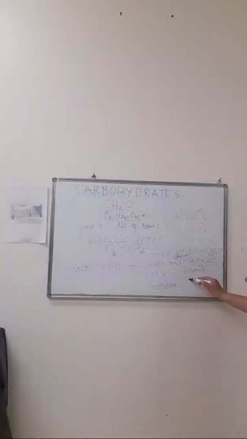Now in the triple bond, C2H4 minus 2, then C2H2. So C2H2 is the chemical formula of acetylene. So guys, in organic chemistry, this is the only hydrocarbon that confuses the rule.